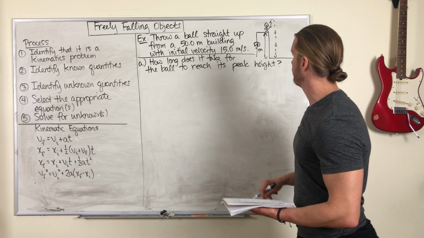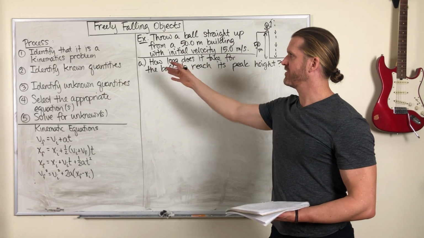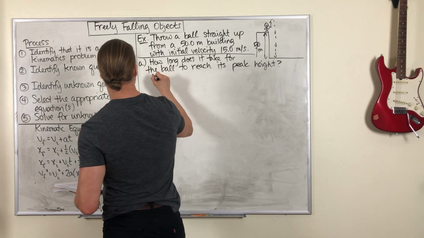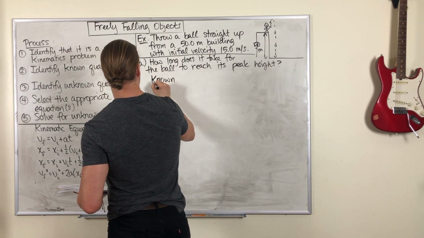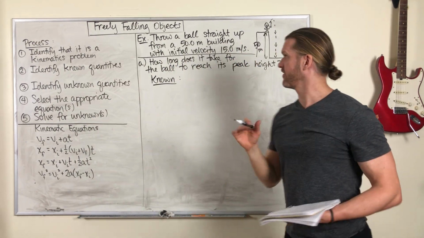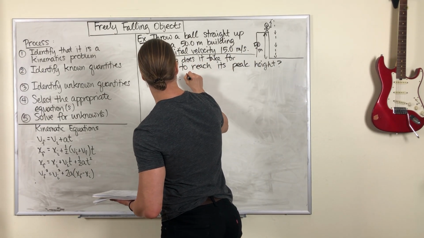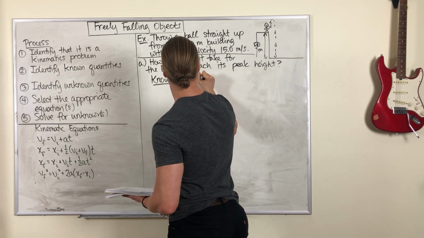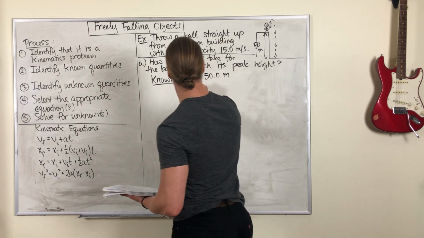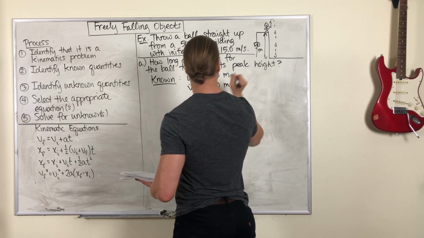All right, so how long does it take for the ball to reach its peak height? We'll do our process. Identify that this is a kinematics problem. It is, I'm telling you that. Identify known quantities. There are a few things that are specifically stated and a few things we have to infer. What's stated is that the initial position is 50 meters and the initial velocity is 15 meters per second.